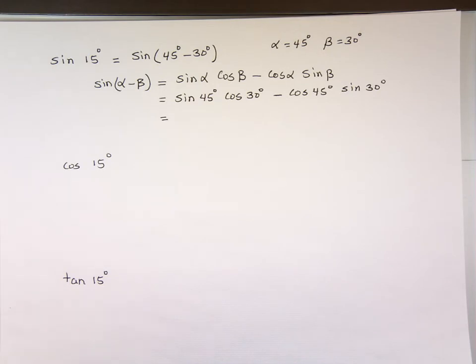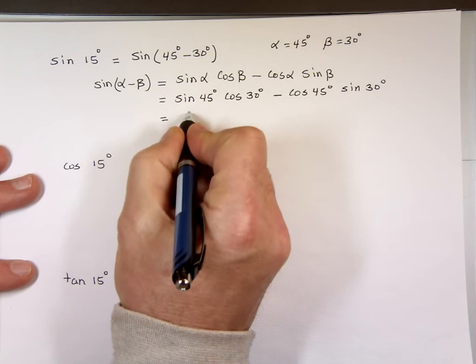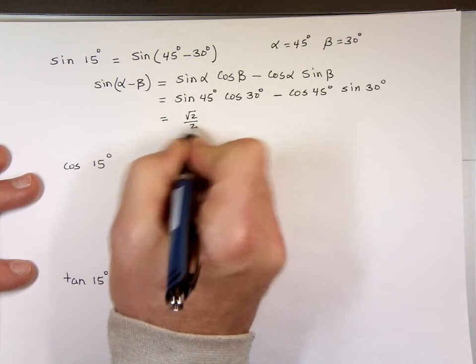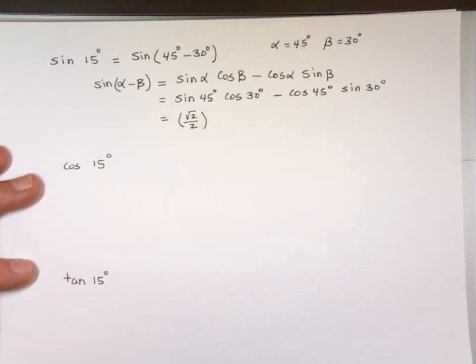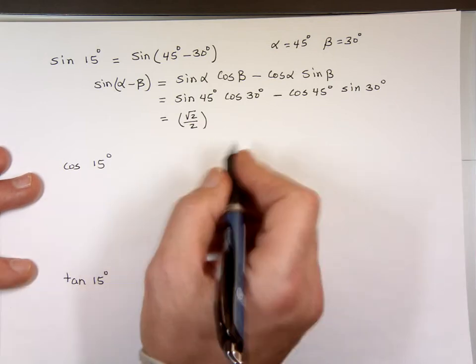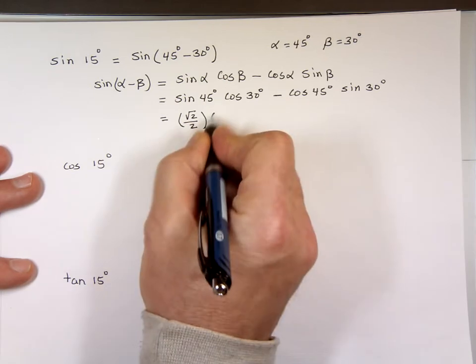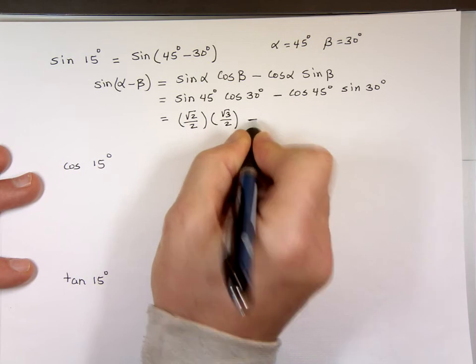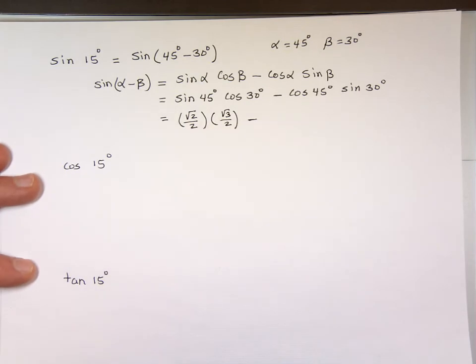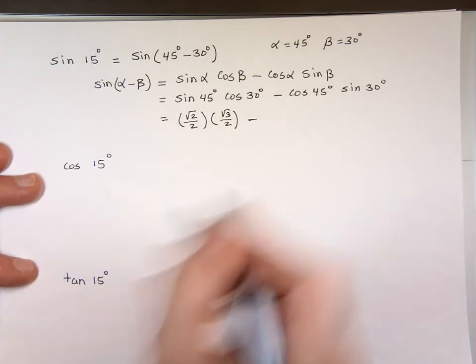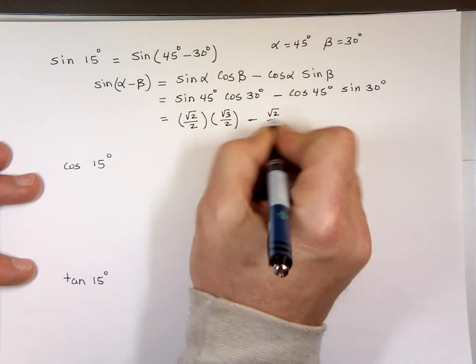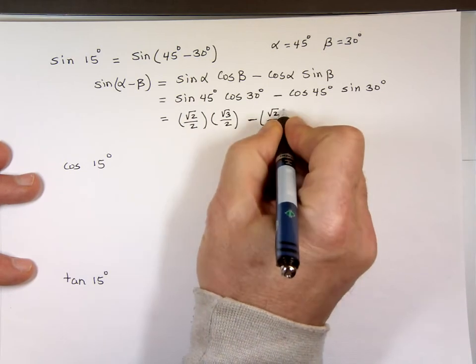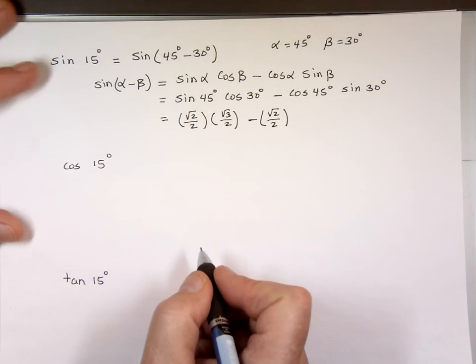That's the second number, the square root of 2 over 2. Cosine of 30 degrees, that's the first number, the square root of 3 over 2. Minus the cosine of 45, the first number. The sine of 30 degrees, the second number.